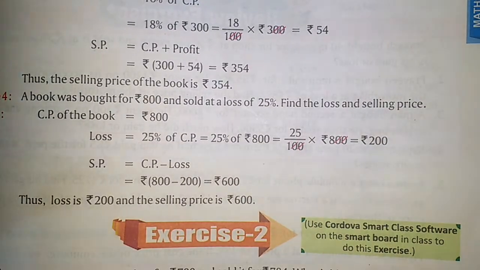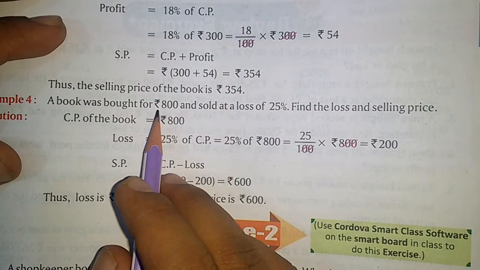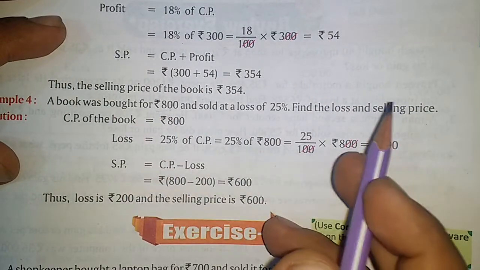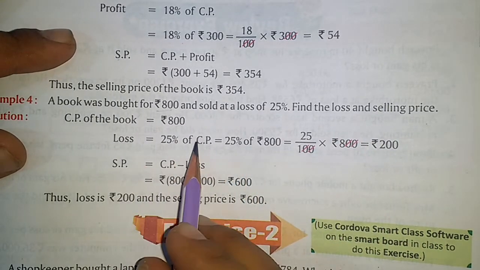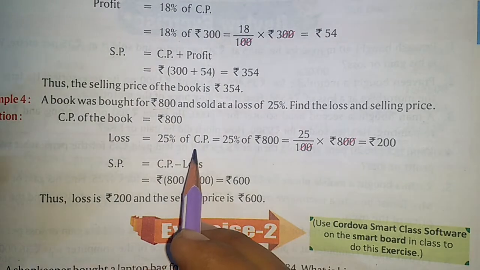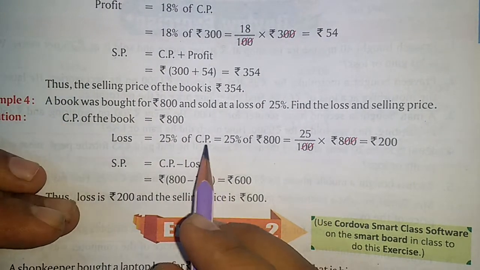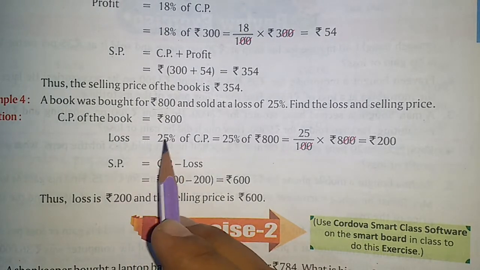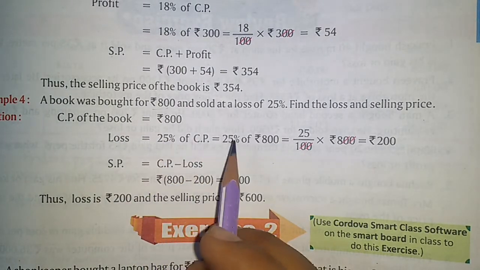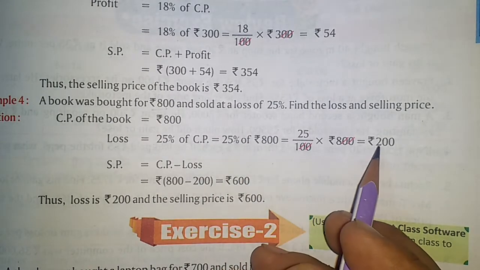Now the reverse can also come. If loss is given as 25% and CP is given as 800, find the selling price. It is one and the same thing. Loss is always taken out of the CP. I am telling you again that it is never taken out from SP, it is always from CP. Okay, so what is given? Loss is given as 25% of CP. So 25% of rupees 800 is the final loss, which will come out to be 200.